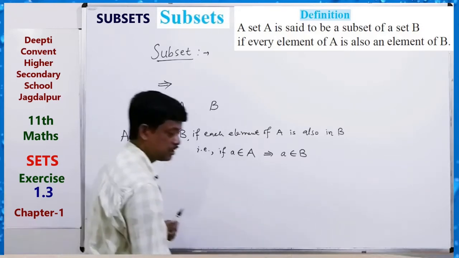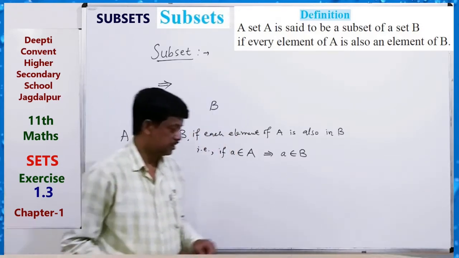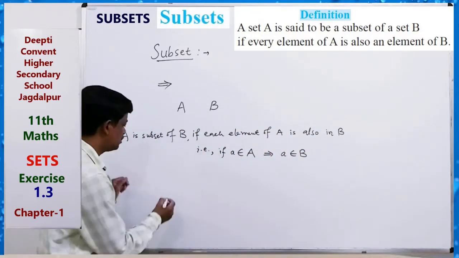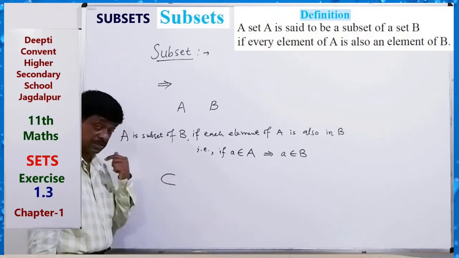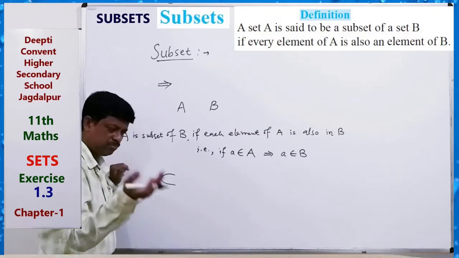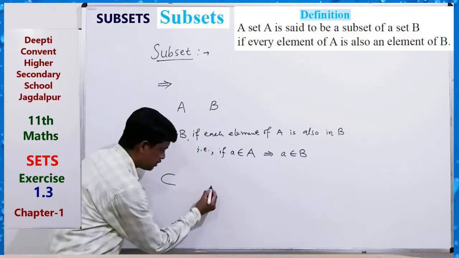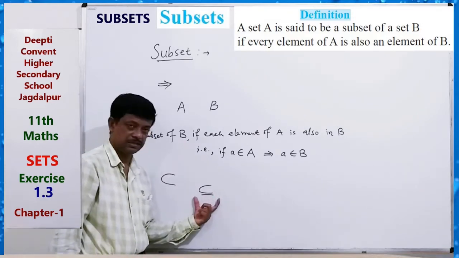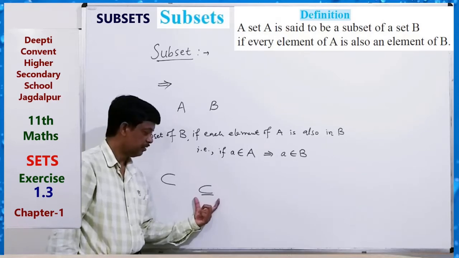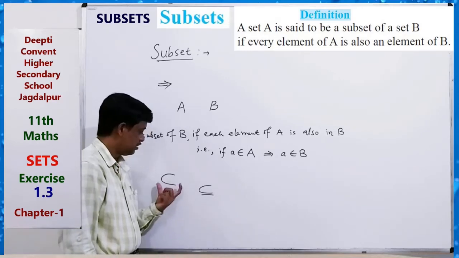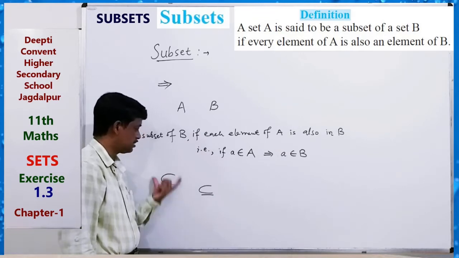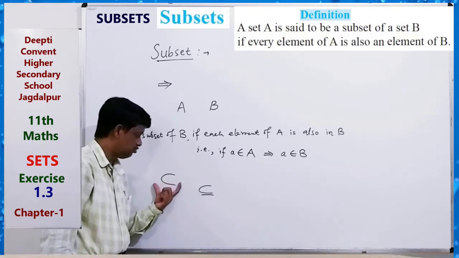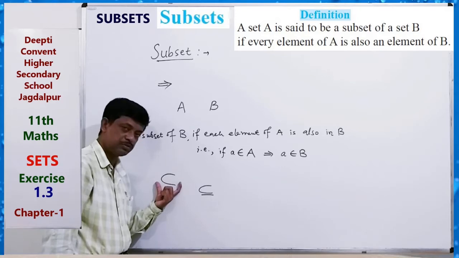What is the notation for subset? Here the symbol varies from book to book, because in the NCERT book only this symbol is used for subset. Clear? And you can see in the reference book for subset they are using this symbol. Okay, for subset this. In the NCERT book for subset this symbol is used. Actually this other symbol is proper subset; it is used for proper subset.